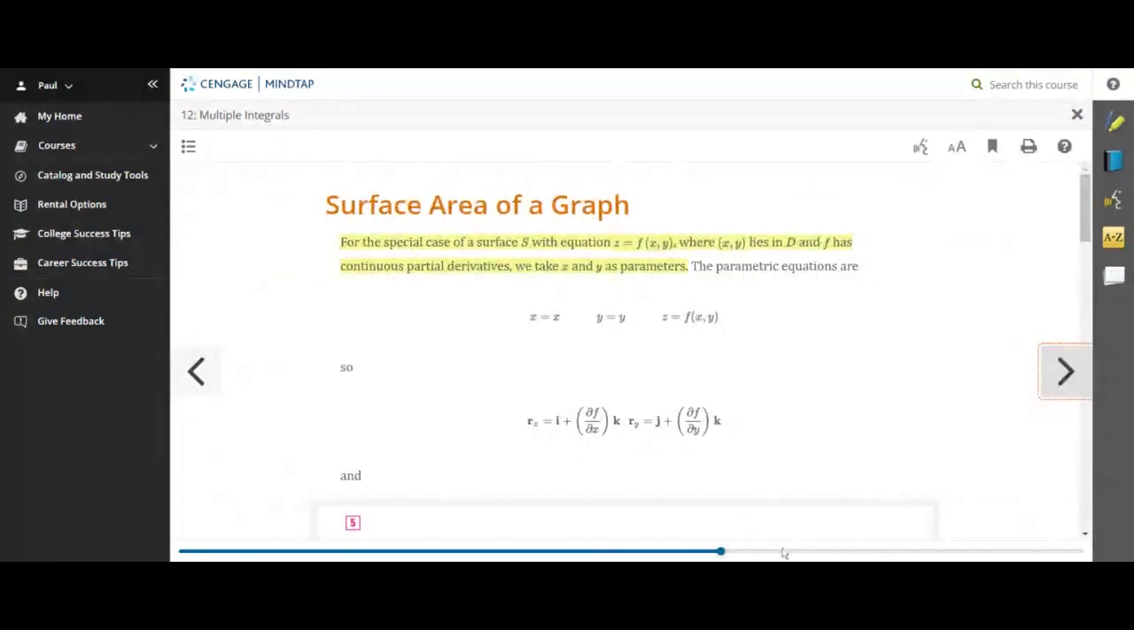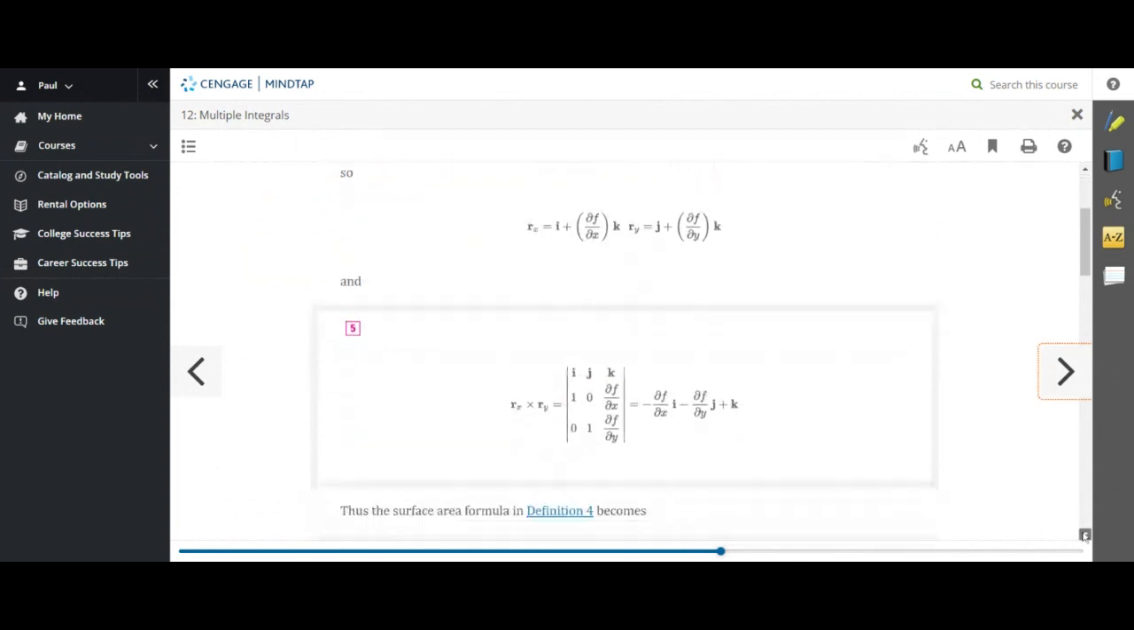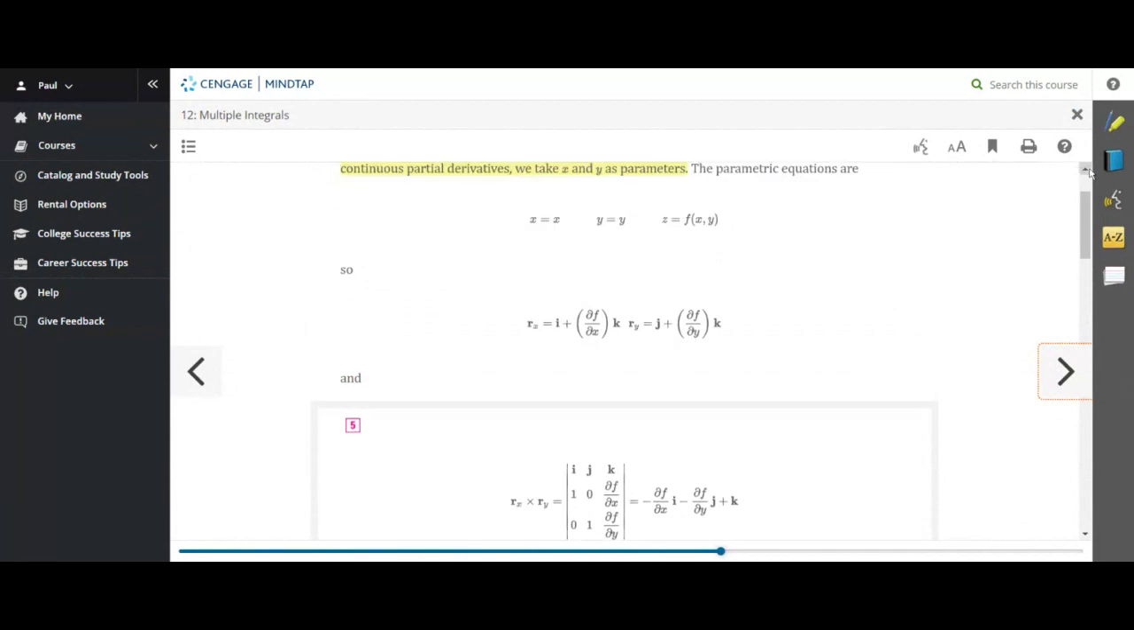So how would this work? Well, they talk about what's called the surface area of a graph. The special case of a surface where z equals f of x, y lies in D, and as you know, partial derivatives, all that good stuff. The parametric equations are x equals x, y equals y, and z equals a function of x, y. Because remember, the surface is described by z equals a function of x and y. So x and y are parameters, and they equal their components. Well, you can actually compute the derivative vectors here.